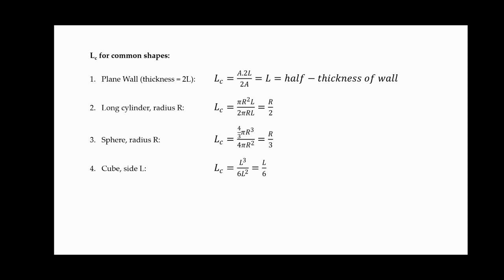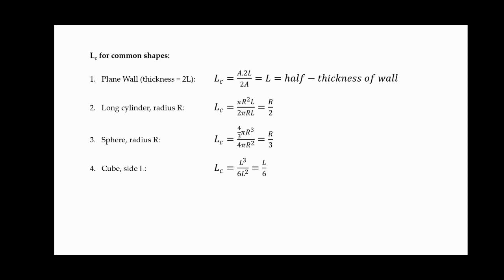First one is the plane wall. I'll consider the thickness as 2L. Characteristic length as it is defined is volume of the object divided by the surface area. In the case of plane wall, the volume is area multiplied by 2 times of length, and the surface area, since we have two surfaces, it is 2A. So when we simplify this, we will get characteristic length as L, which is equal to half thickness of wall.